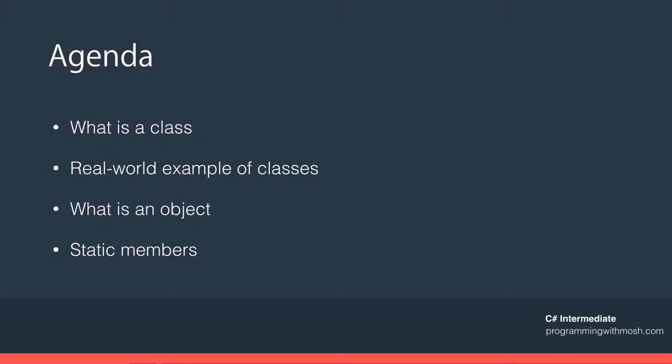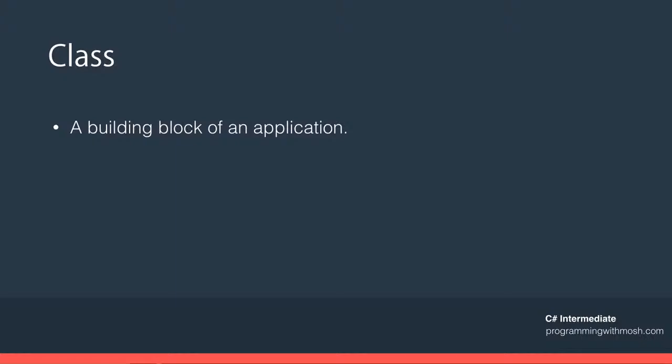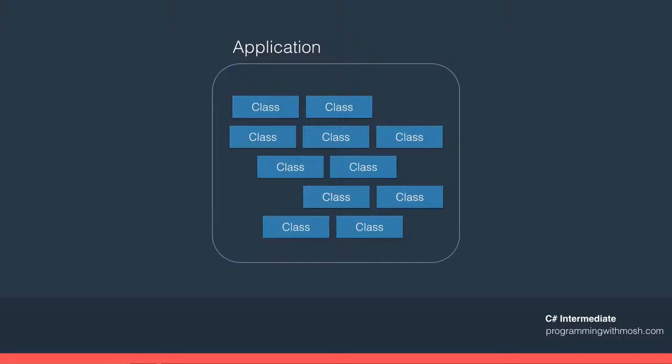So what is a class? A class is simply a building block of a software application. So in the real world, an application consists of multiple classes, each responsible for behavior in the application. And overall, all these classes together will provide the behavior expected from the application. Let's take a look at an example.